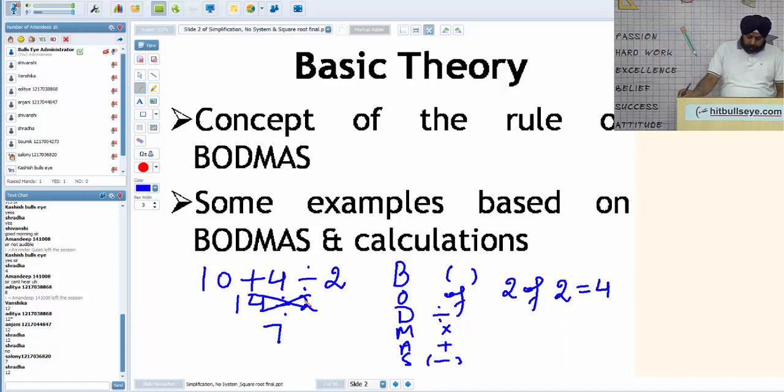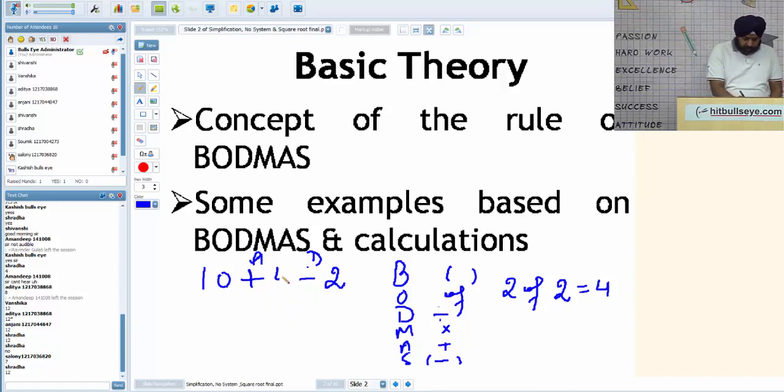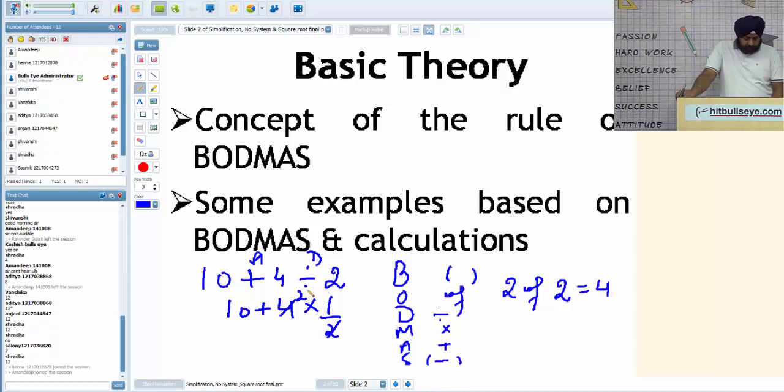According to BODMAS, if there is a sign of addition and division, you have to solve division first. So 10 plus 4 divided by 2 is 10 plus 4 into 1 by 2, because when we solve division, we multiply by the reciprocal. So 10 plus 2, it is 12. Is it okay? May we proceed with the question? So you have to follow the sequence of BODMAS: bracket, of, division, multiplication, addition and subtraction.